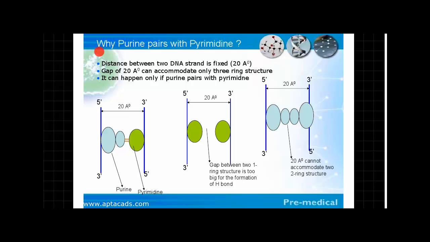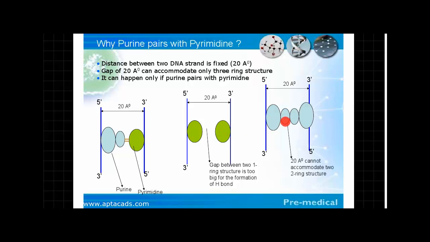Now, why does purine always pair with pyrimidine? The reason is that there is a fixed distance between the two strands of DNA, that is 20 angstrom, and this fixed distance is going to accommodate only a 3-ring structure. This 3-ring structure is possible only if a purine pairs with a pyrimidine. Suppose 2 pyrimidines join, then the gap between them is too big to form hydrogen bonding. So the 2 pyrimidines cannot be present in between the 2 strands.